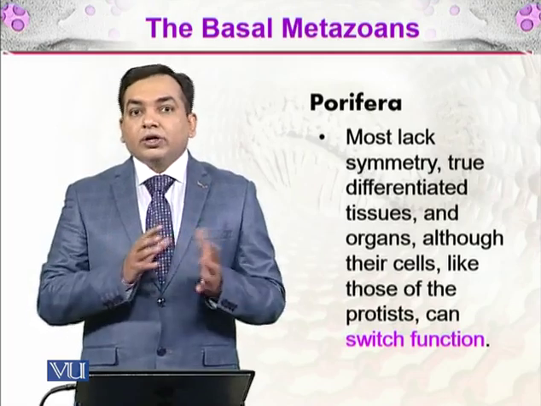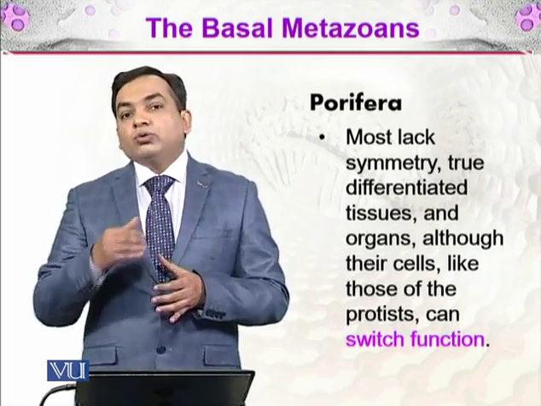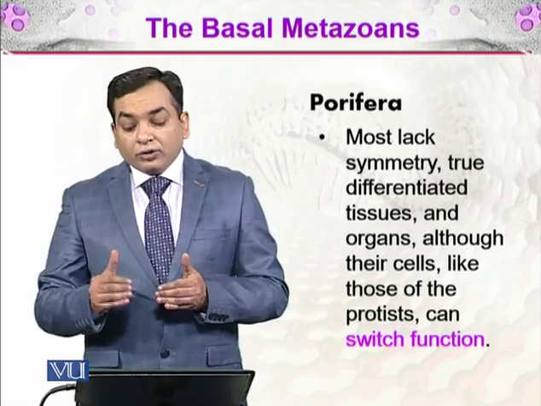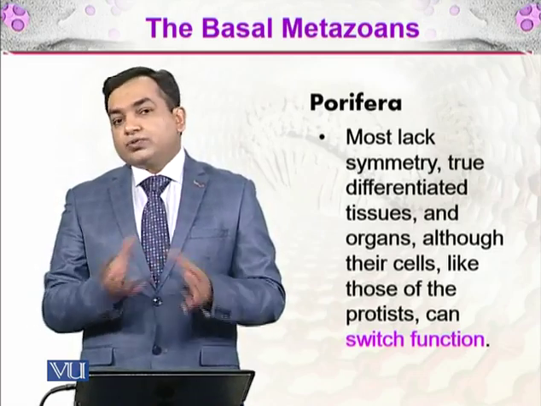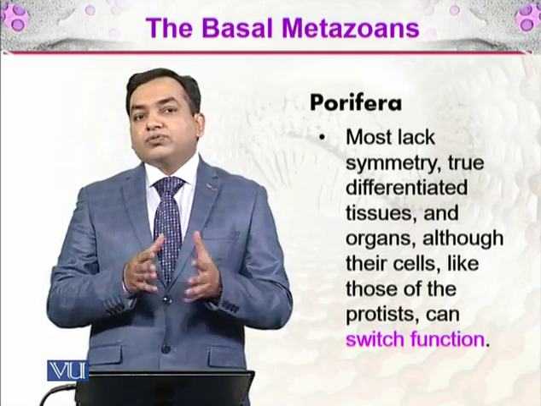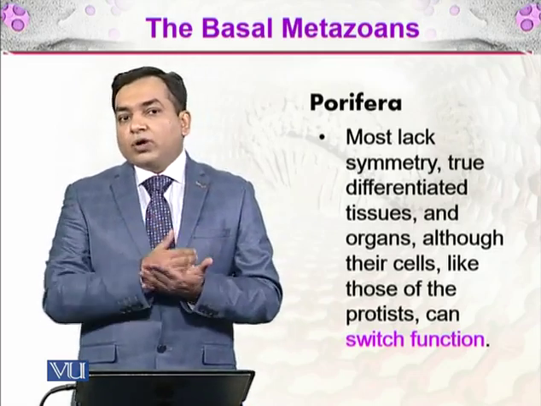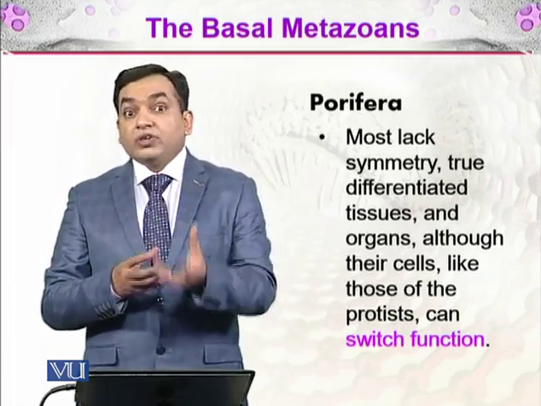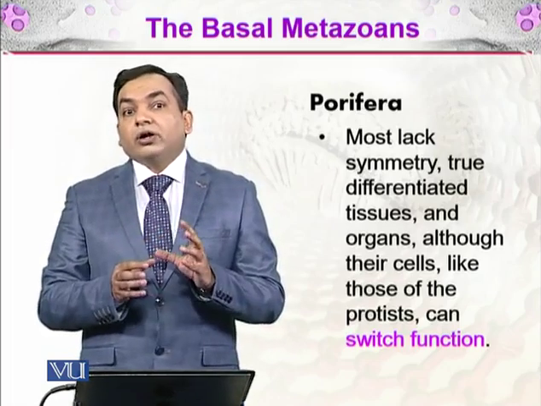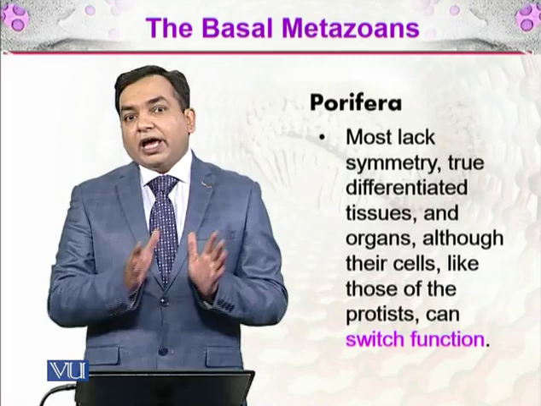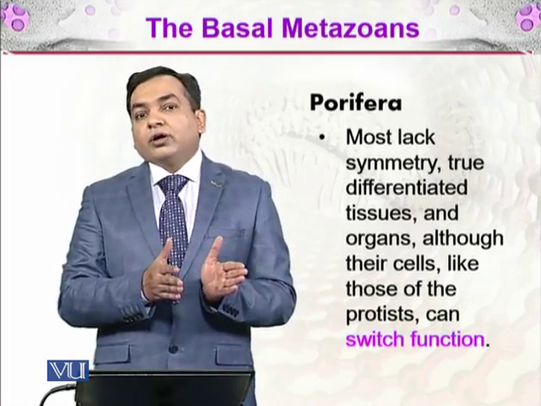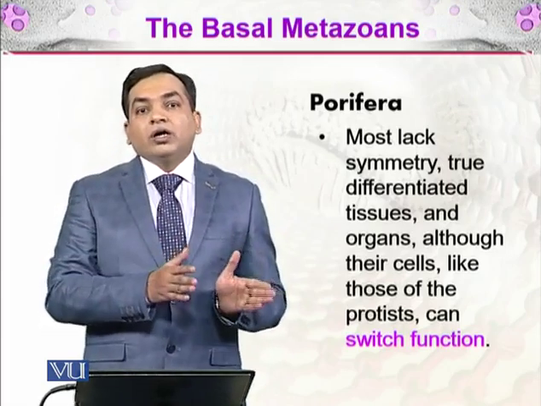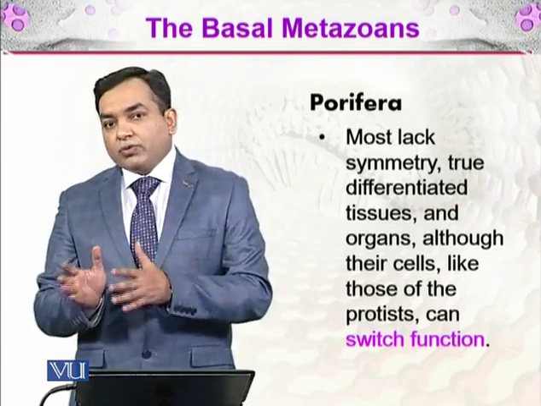They do not have any particular symmetry in their growth, and they do not have any true differentiated tissues and organs. Although their cells, like those of protists, can switch functions. That means they can go from doing one work to another. So switching function means there is a little division of labor, and they are differentiated a little bit, in that they are doing one work and not another. But they are not truly differentiated because they are able to switch from one work to another.